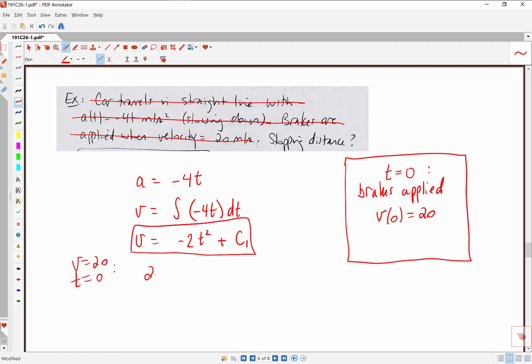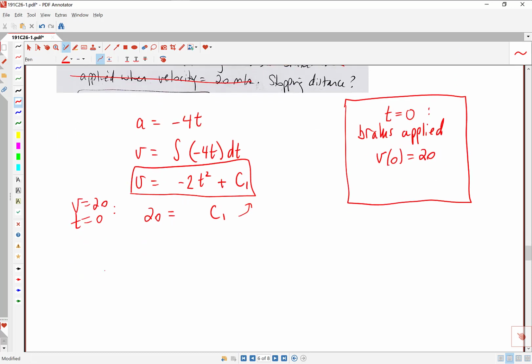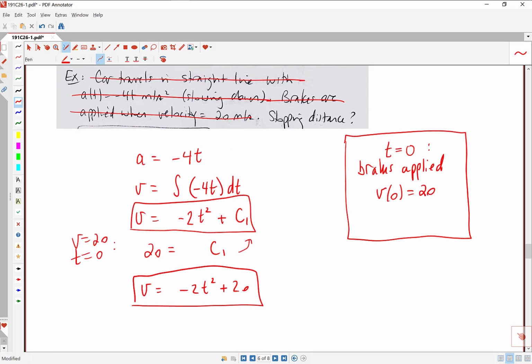Okay, so 20 is equal to 0 plus c1. In other words, c1 is equal to 20. We can sub that in and just get a new and improved version of our velocity function. So velocity is equal to negative 2t squared plus 20. Okay, so now the question is, what is the stopping distance?